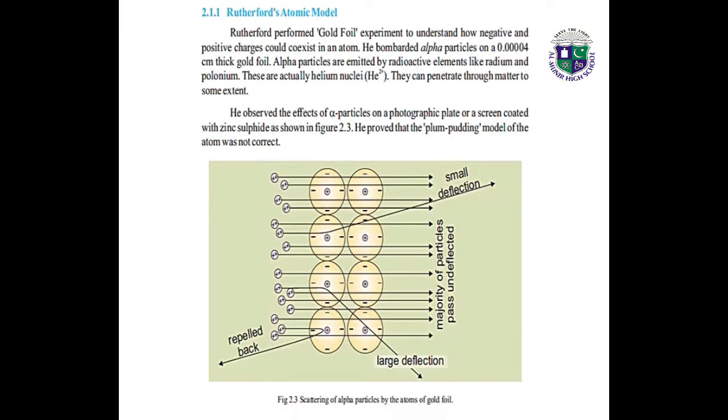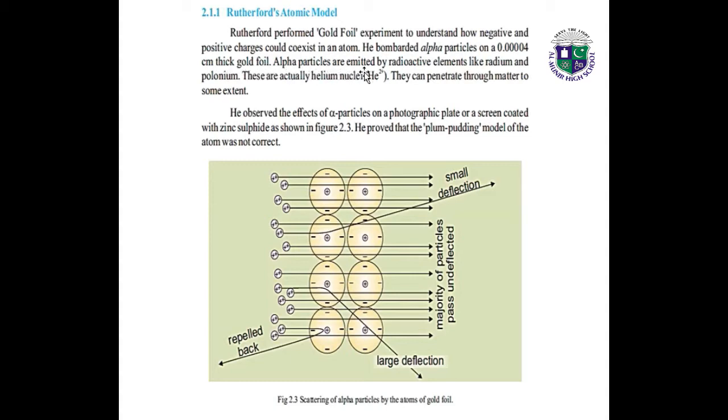What did Rutherford present? Rutherford presented an atomic model. Here we have this model. Rutherford performed the gold foil experiment. So these yellow parts show the gold foil. To understand how negative and positive charges could coexist in an atom, he bombarded alpha particles on a 0.0004 centimeter thick gold foil.